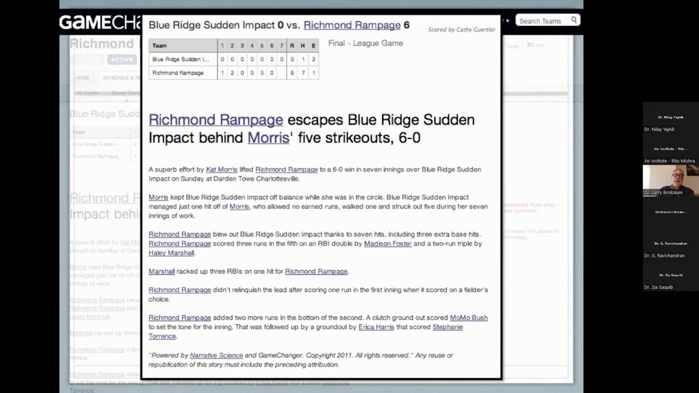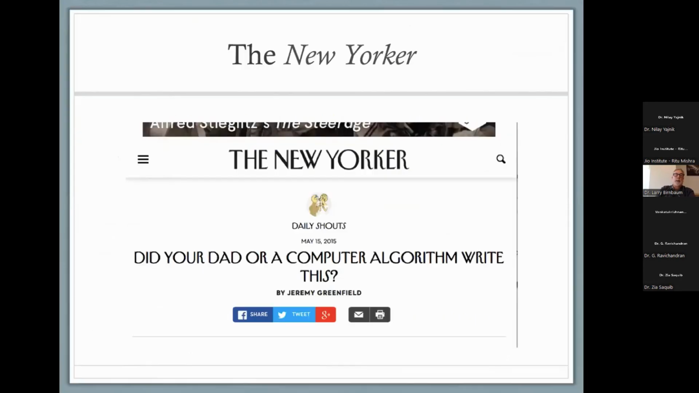And what's exciting about this is that this story is only going to be read by a few people: Cat Morris herself and her parents, siblings, friends, grandparents. But that's the point of scaling in this way. You can actually personalize these stories for people who really care about them.